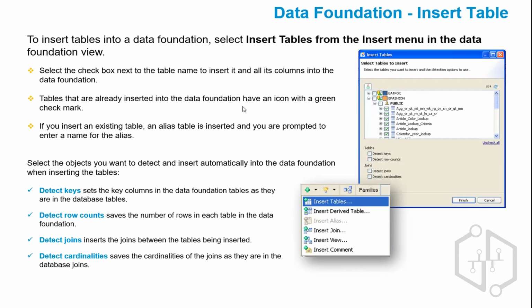Tables that are already inserted into the data foundation have an icon with a green check mark. If there are already existing tables in the data foundation, they will be checked with a green mark. If you insert an existing table, an alias table is inserted and you are prompted to enter a name for the alias. So if you are inserting an already existing table, it will ask for a different name to create an alias. So here we will insert the tables, and these detect keys and detect row counts are optional. Based on our requirement, we can select these options.